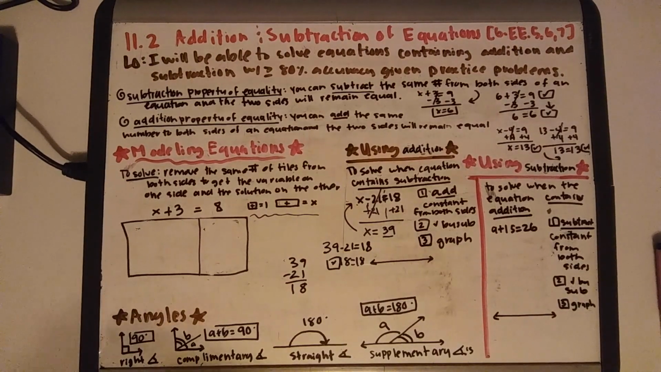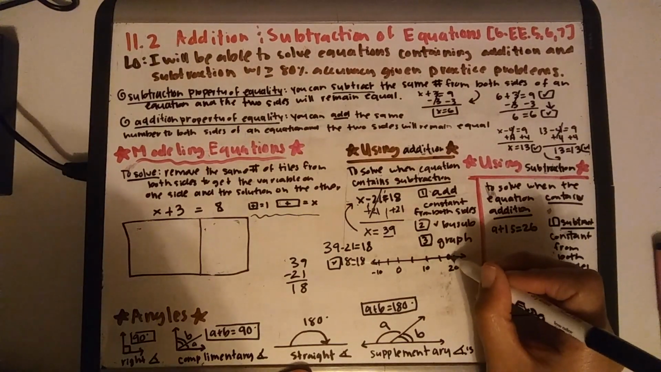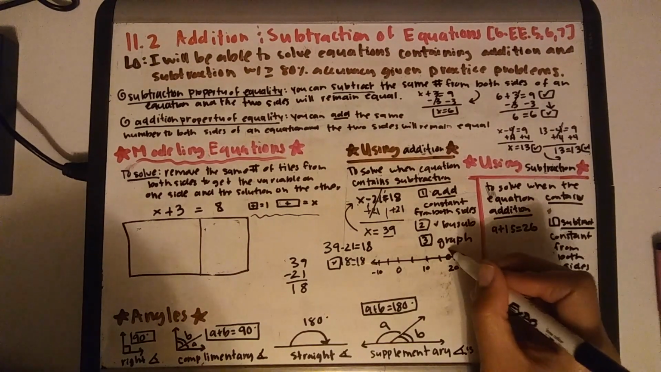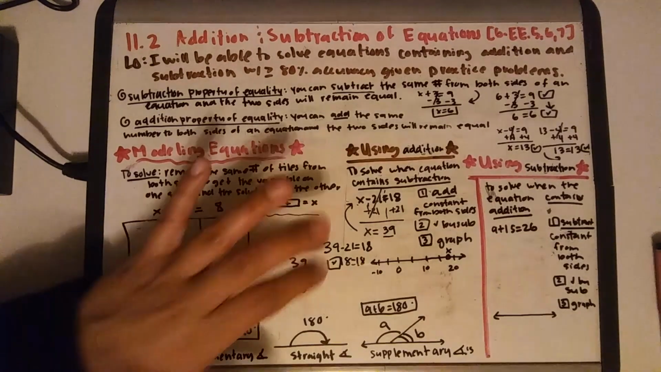And the last thing I'm going to do is graph, okay? So 18 is about right here. I'm going to graph, it's just a dot, and that's all it is, okay? So this is my x at 18. Let me go ahead and give you one to do for this one.